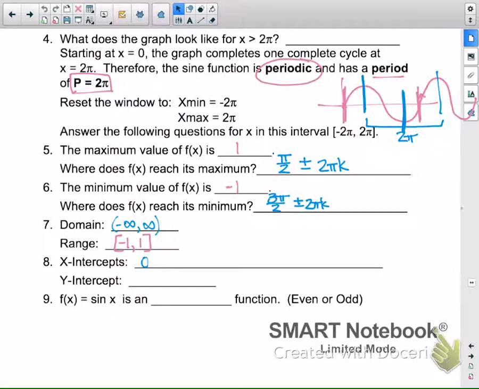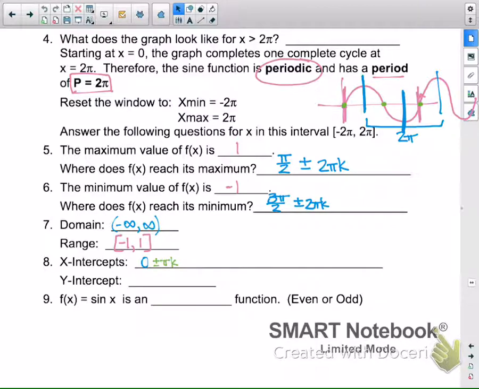We then need to see how often on the graph the x-intercepts occur. Here's an x-intercept. Where's the next one? Pi, and then 2 pi, and then another pi, and then another pi. So how often does it take for another x-intercept to happen? Plus or minus pi k. Because there's 2 x-intercepts in each cycle, basically.